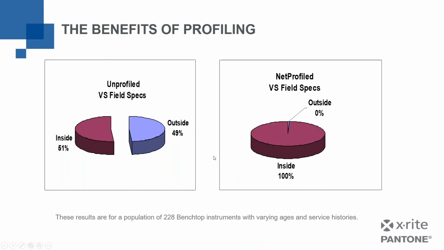When we profile them, it's 100%. Okay, it was 99.7 or something percent of those instruments after profiling that were inside the spec. So you've got this tiny little sliver that fell outside. That was a couple of instruments that needed service. So essentially, it's getting rid of this 50-50 doubt. By profiling, I can get 100% confidence in the results that are coming from my device.